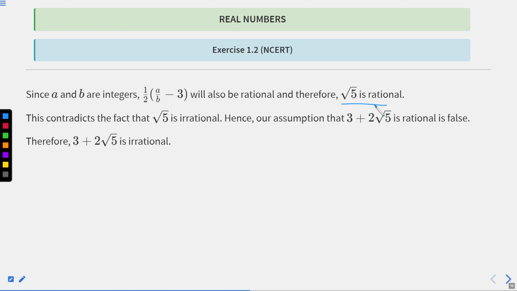So this contradicts the fact that root 5 is a rational number. Hence our assumption that 3 plus 2 times root 5 is a rational number is false. Therefore, we conclude that 3 plus 2 times root 5 is an irrational number.